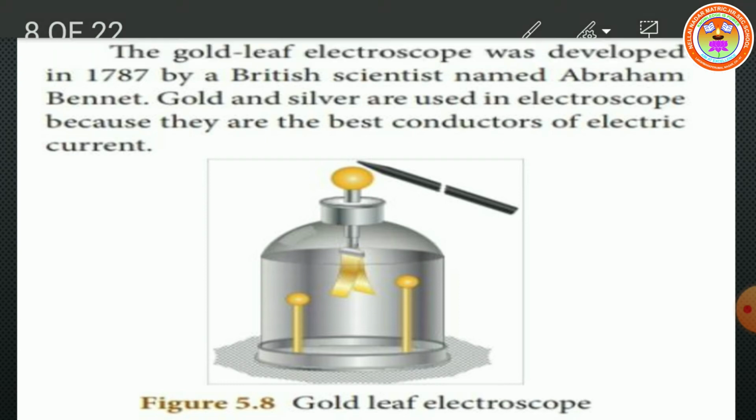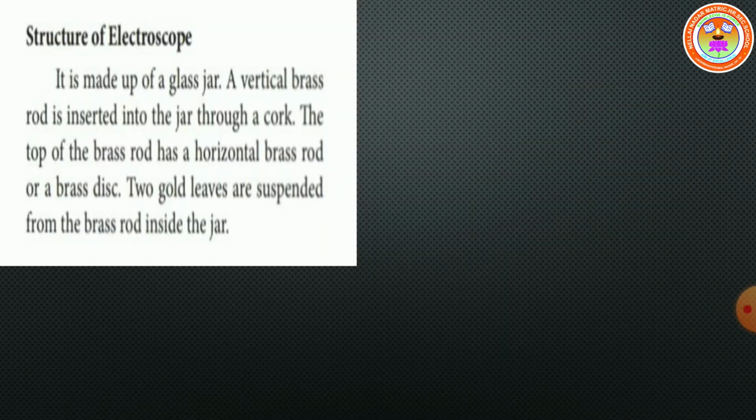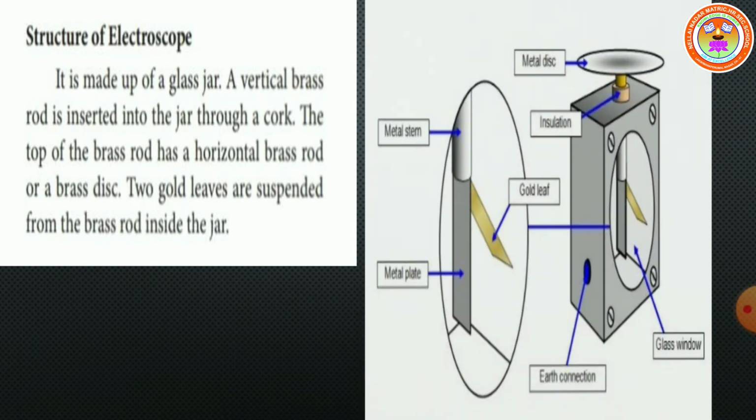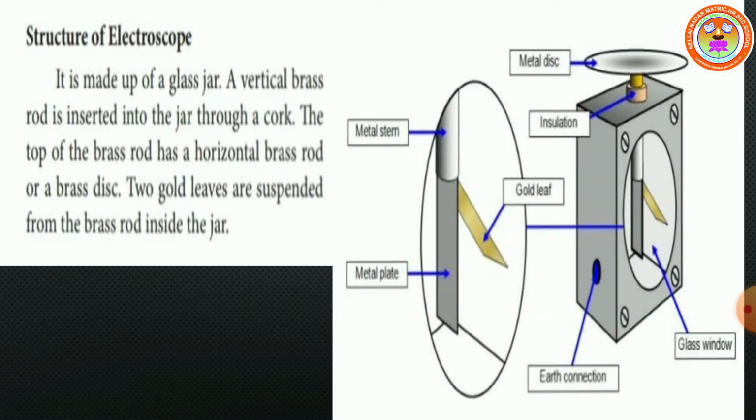Next we are going to see the structure of the electroscope. It is made up of a glass jar. A vertical brass rod is inserted into the jar through a cork. The top of the brass rod has a horizontal brass rod or a brass disc. Two gold leaves are suspended from the brass rod inside the jar.